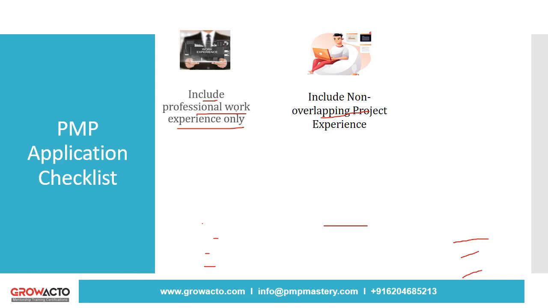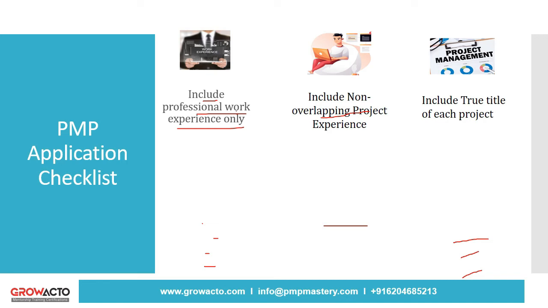Non-overlapping, I have already explained that you cannot count more than 40 work hours per week or 2000 hours per year. It means you cannot count 2 projects simultaneously done in 1 year. So the time duration will be counted as only 1 year, no matter how many projects you have done in that year. Third checkpoint here: include the true title of each project. So make sure you are writing the project title exactly as it was mentioned in the contracts.